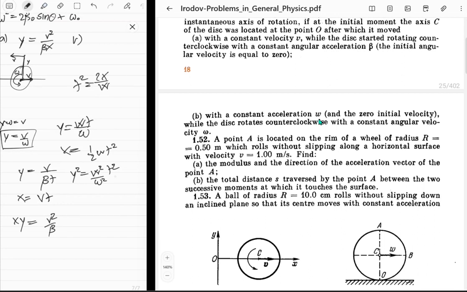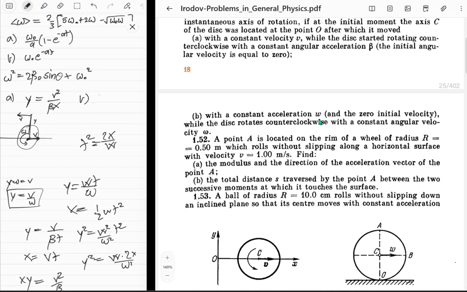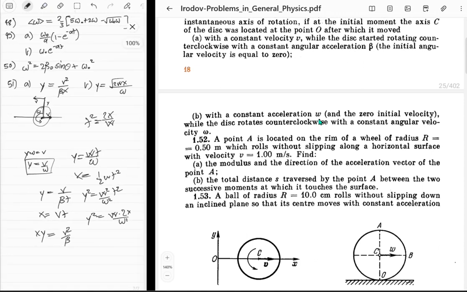So we're gonna put that in there. y squared is equal to w times 2x upon omega squared. So there we go. This will be y is equal to the square root of all that stuff, so square root of 2wx upon omega. Is it charging or something? No, it's not. Fine. So a b done.